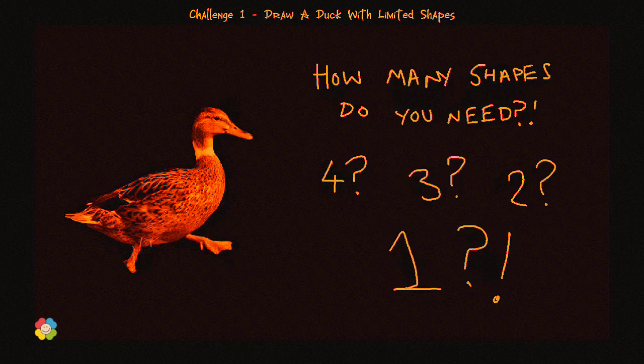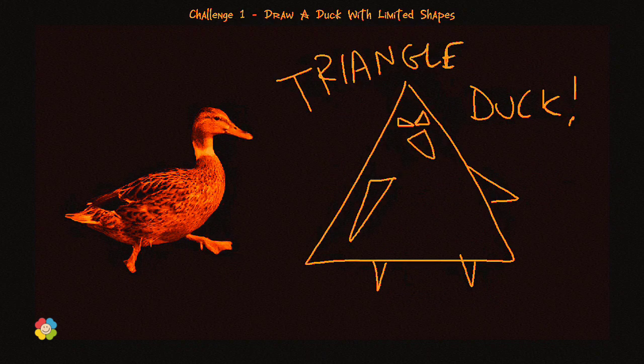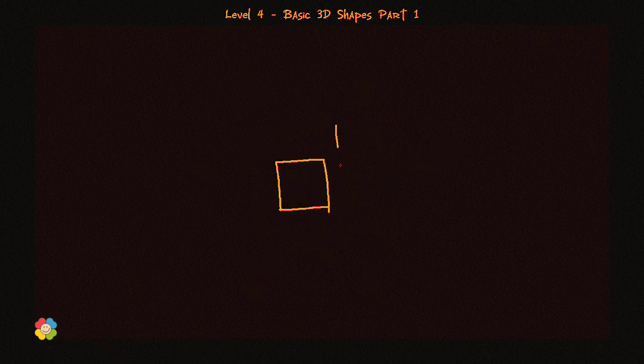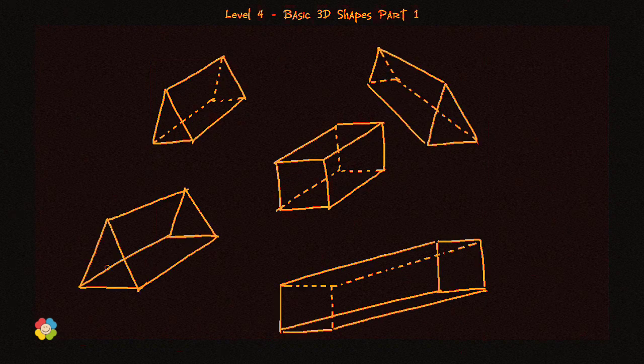But how many shapes do you really need to represent a duck? Now let's talk about 3D. Draw a square and draw another square, and then connect the lines. You can do it with a triangle as well. Do a triangle and then draw a lot of shapes and triangles there for practice.